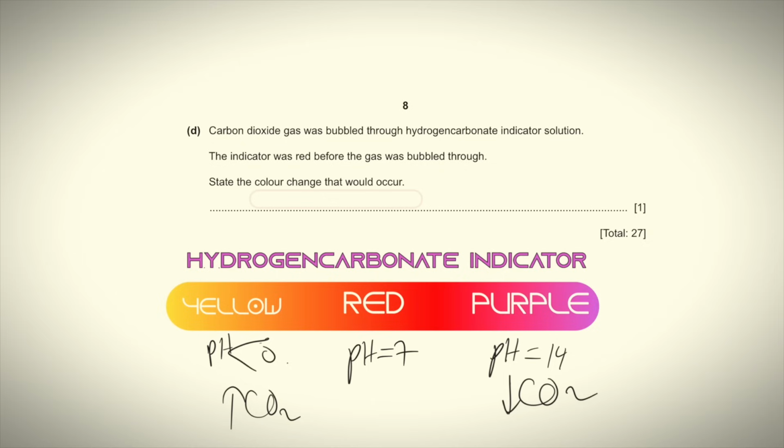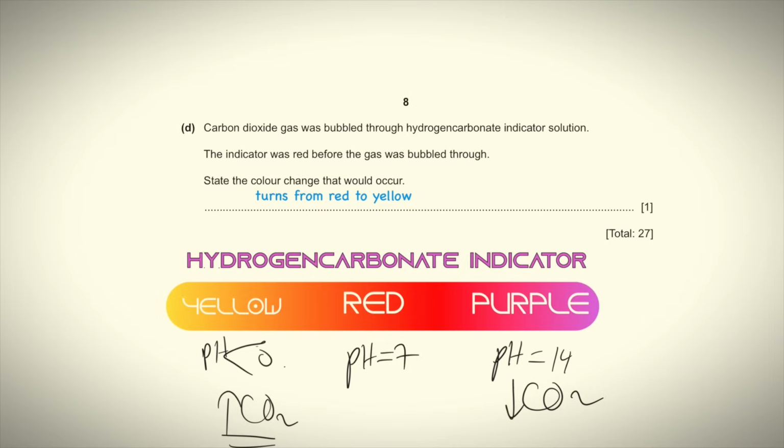And again, the reason it turns yellow here is because CO2 is acidic. CO2 is an acidic gas, right? You bubble that, it drops the pH, and the hydrogen carbonate indicator is sensitive to the change here and gives you that yellow color. And next comes the drawing.